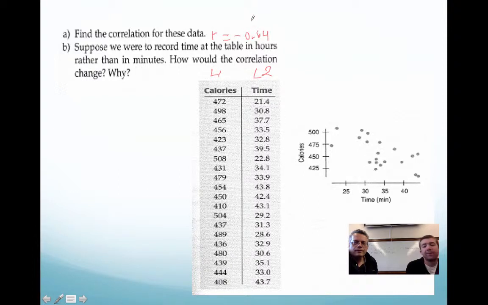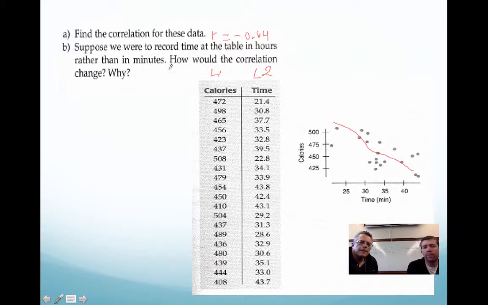So that would mean, like Mr. Miller said, we had a negative correlation, which means our line is sloping downward, and it's moderate. 0.64 is not horrible, but I wouldn't consider it strong.